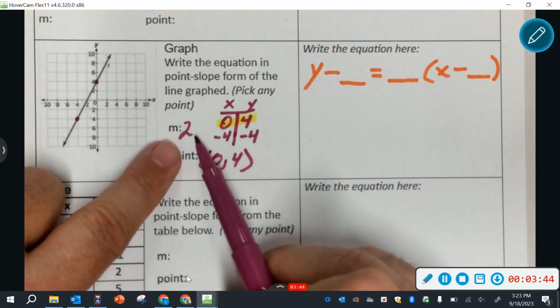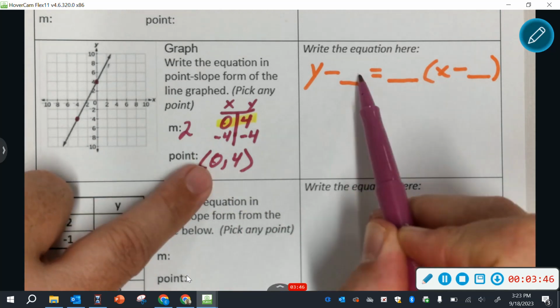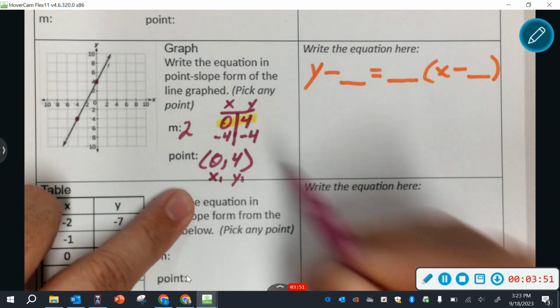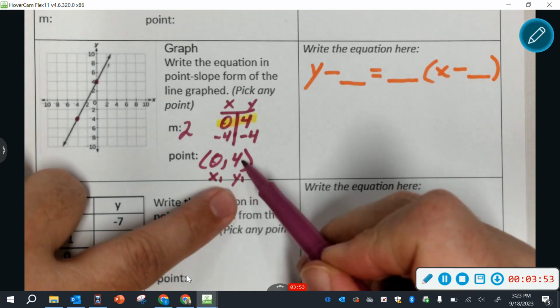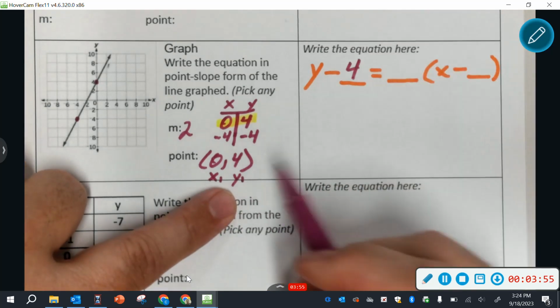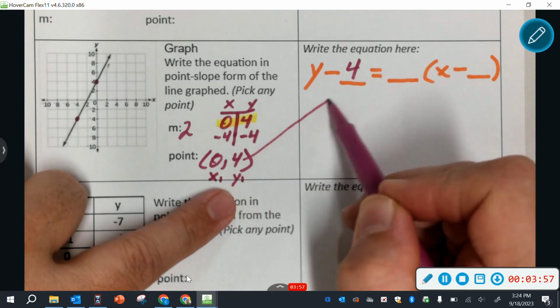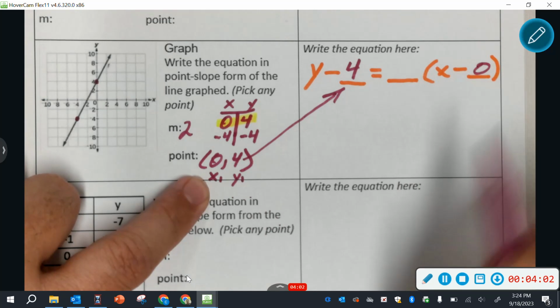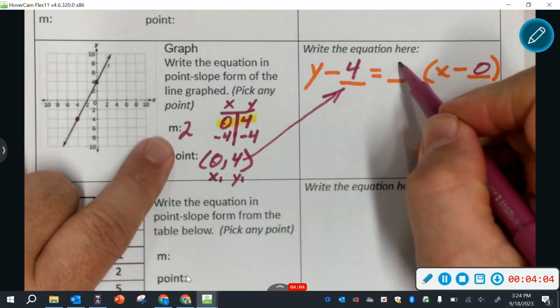Okay? And so now we're going to plug the slope and the point into our point slope form. Okay? So y sub 1, that's going to be 4. 4 goes here. Okay? So this 4 goes there, and then x sub 1 is 0, it'll go there, and then our slope will be 2.